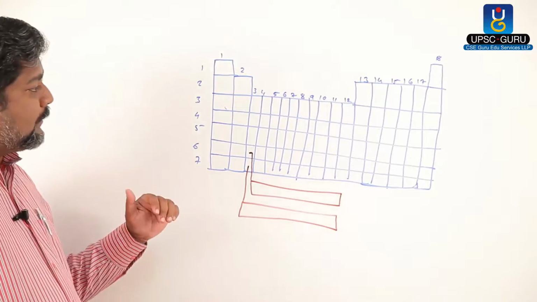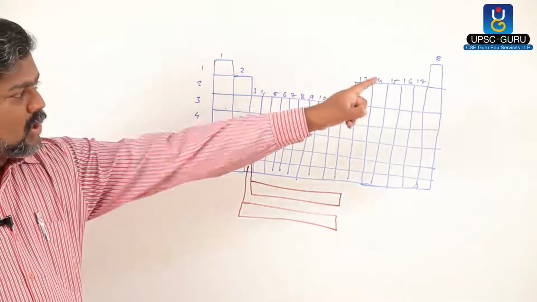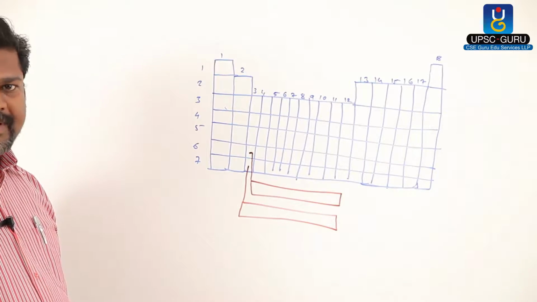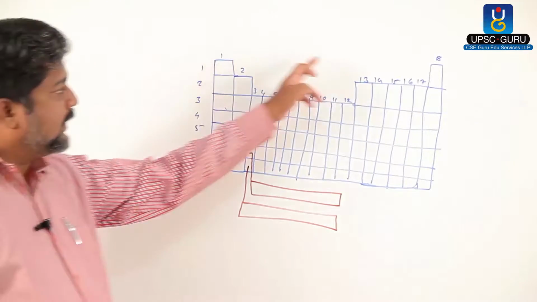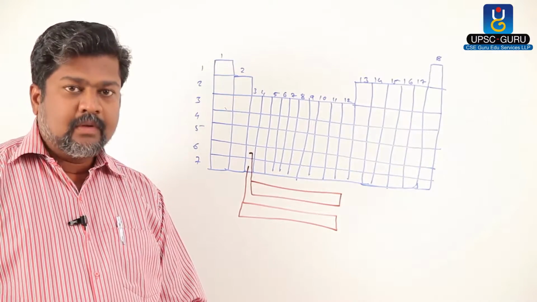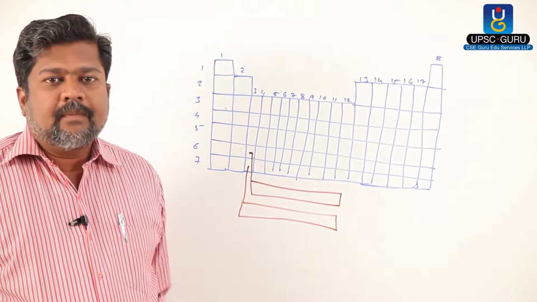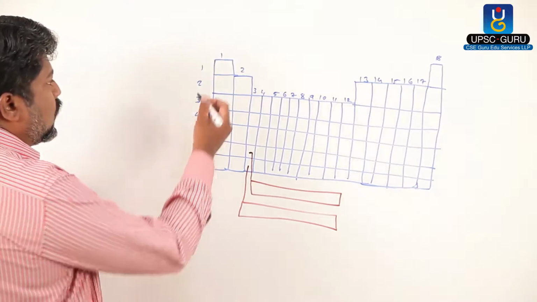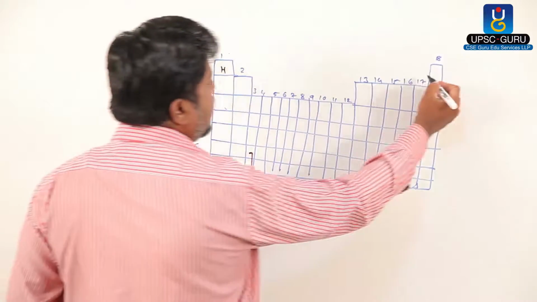Now we are talking about the horizontal rows. This is the first period. In the first period there are only two elements, therefore it is called a short period. The elements are only two: hydrogen and helium.